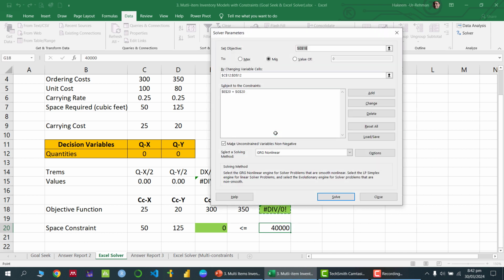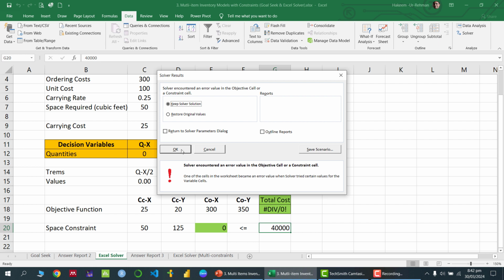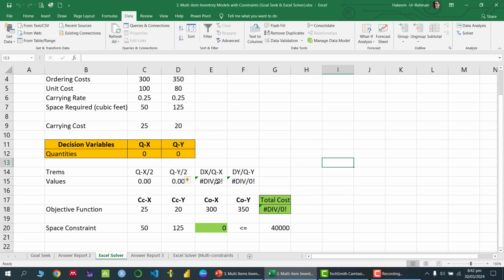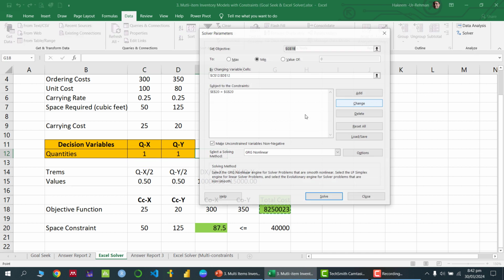This should be equal to this one. Okay, and press OK. And because this is a nonlinear programming problem, for the solution method we have to use GRG nonlinear, make sure this is selected and press solve. Okay, and press OK. Let me check this one again.